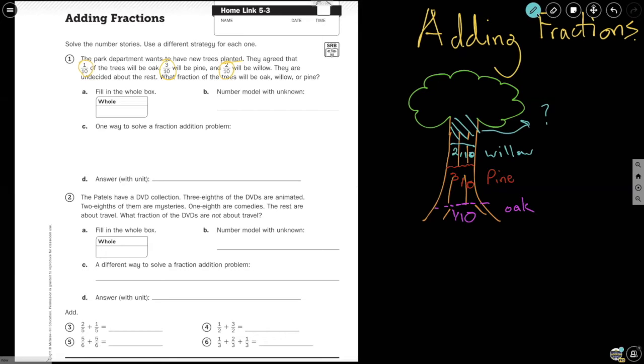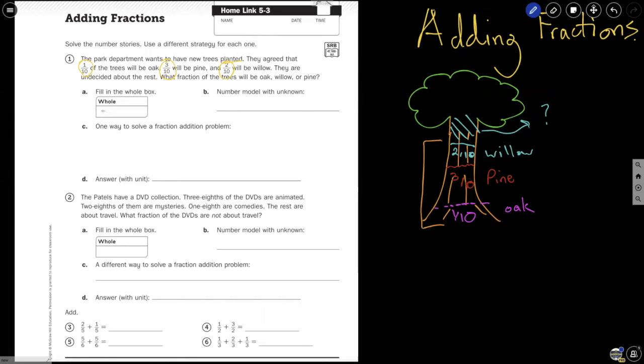So the question is asking, what fraction of the tree will be oak, willow, or pine? They're asking pretty much what is going to be the total fraction of this tree with willow, pine, and oak. So we have to add, okay? All right, so this is a really simple problem.